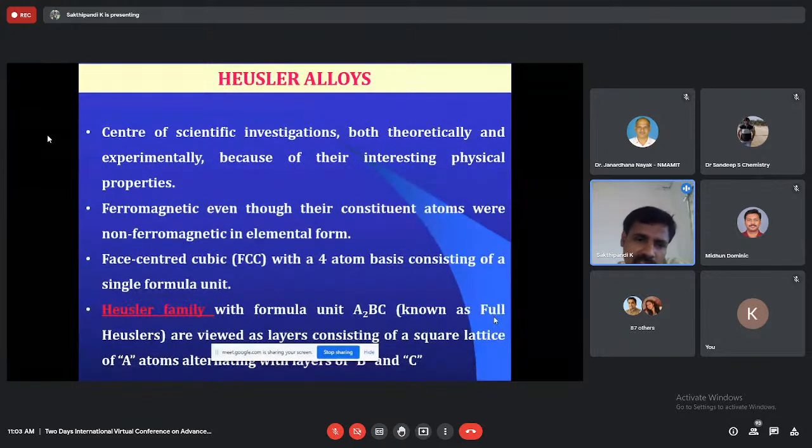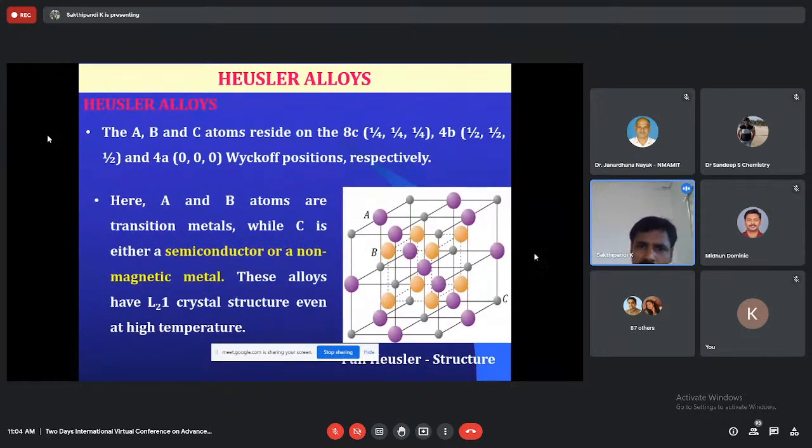Another one I have worked on after my PhD is SLR alloys. It is a family of alloys. Here the general formula is A2B3. A2B3 is the general formula, and there will be a 4 formula unit structure for this. So this is the crystal structure for the SLR alloys.